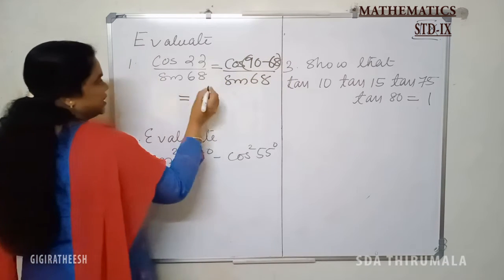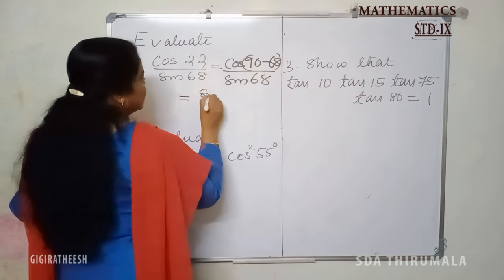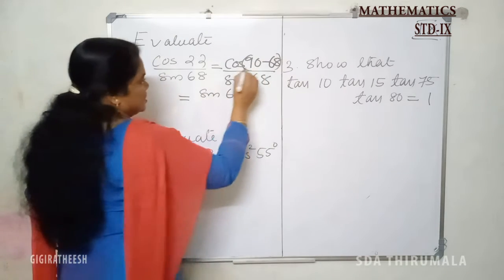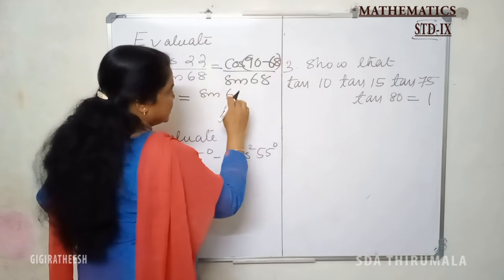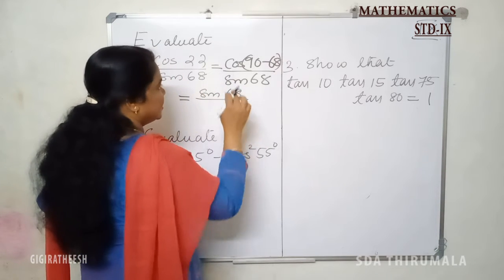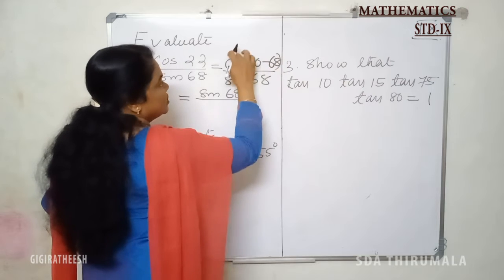And what is cos 90 minus 68? Cos 90 minus theta is equal to sin theta, so cos 90 minus 68 means sin 68.